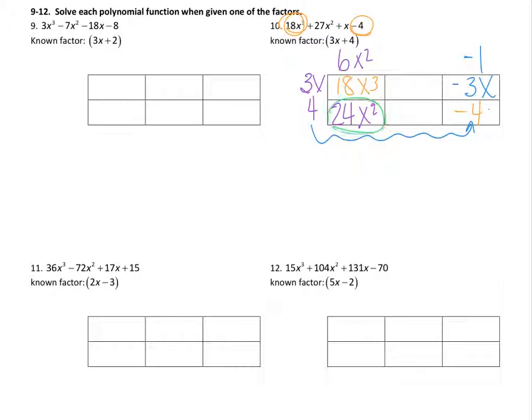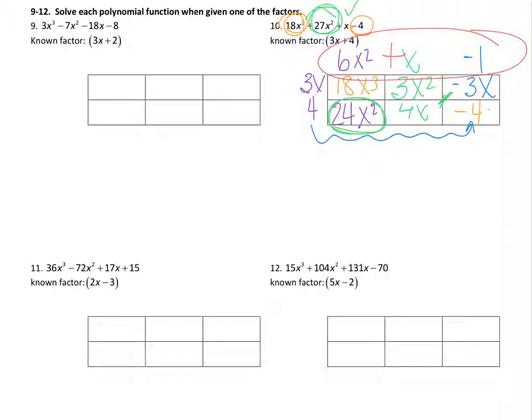So right now I have 24x squareds, but my problem says I need 27, so I'm 3 short. Because of the diagonals, that means that those 3x squareds must come in the box. I just wrote them in. Well, 3x times x is going to give me that 3x squared. And just for kicks, to make sure I have the right thing, 4 times x gives me 4x, and 4x minus 3x gives me that regular x. So I know that the answer I'm working with is now 6x squared plus x minus 1.